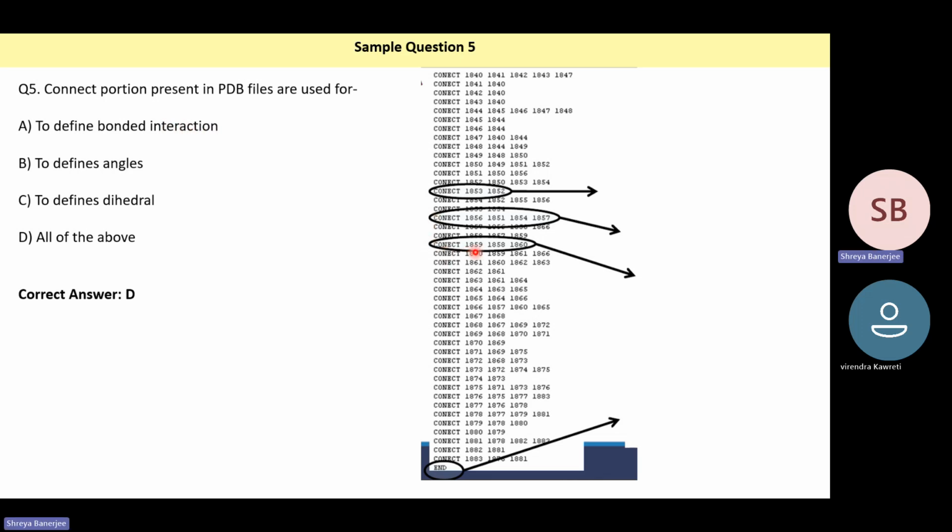After the term connect, if there are 3 numbers, it defines an angle. So atoms 1859, 1858 and 1860 have an angle between them. And if there are 4 numbers after the term connect, it defines a dihedral angle. So atoms 1856, 1851, 1854 and 1857 are connected to form a dihedral angle. So the term connect defines bonded interaction, it defines angles, and it defines dihedral. So it defines all of the above. So the correct answer is D.